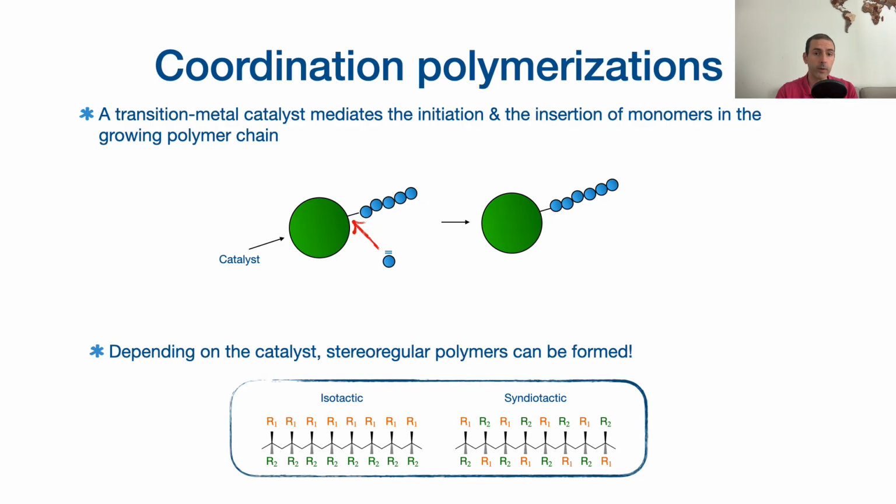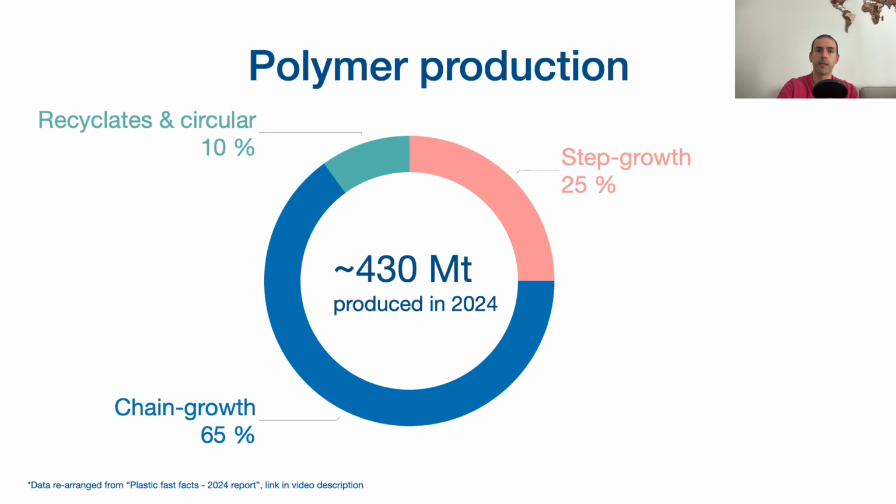And even more importantly, some monomers like ethylene and propylene, which make up the vast majority of all polymers produced, simply do not polymerize by standard radical polymerization. So coordination catalysis is what makes these massive industrial polymers possible. Now, speaking of polymer production, here I have adapted a visual from the Plastic Fast Facts Report 2025, which reports data from 2024, in case you're wondering. You'll find the reference linked in the video description.